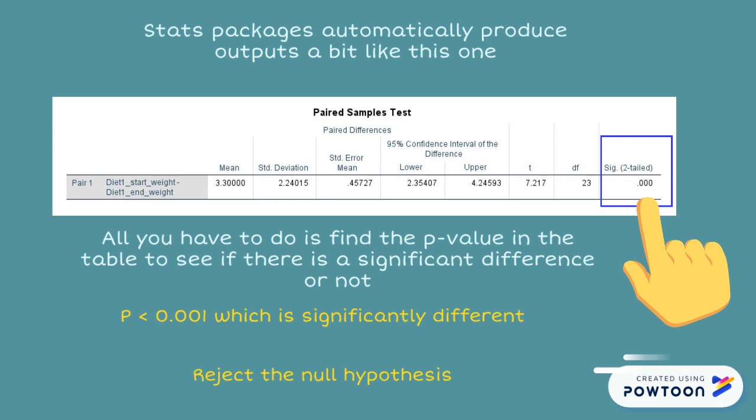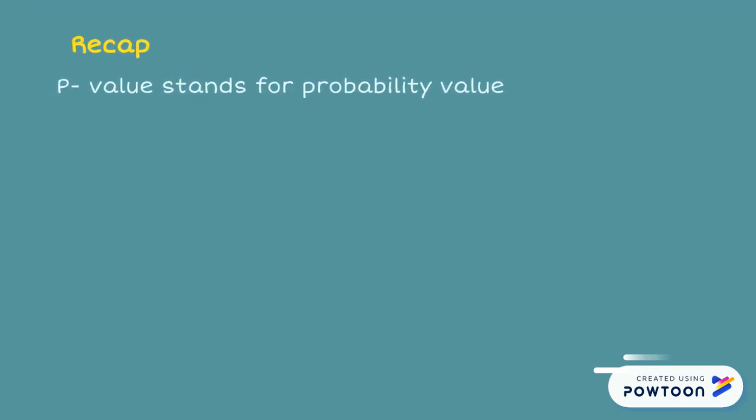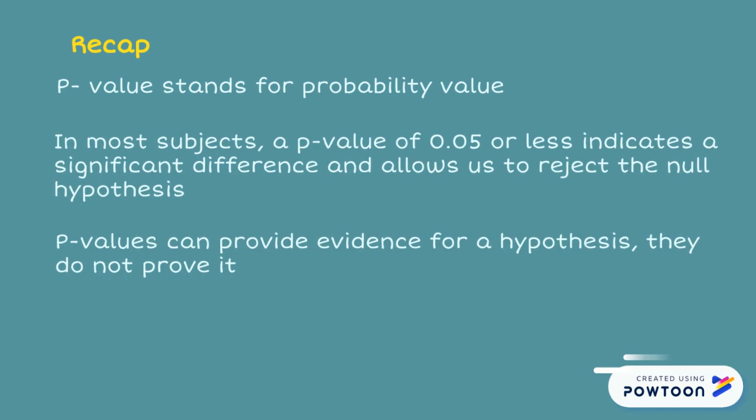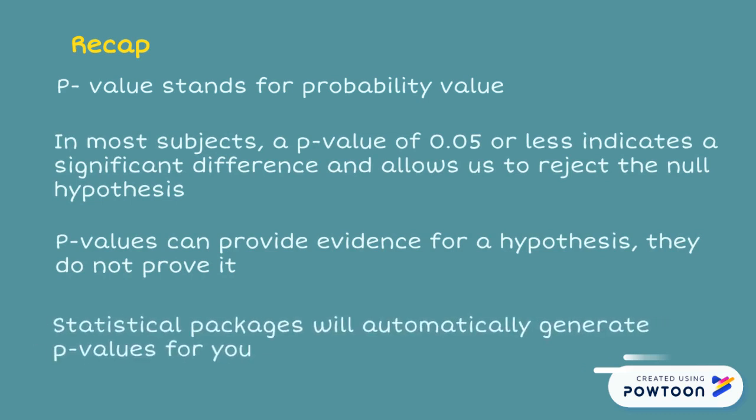null hypothesis. Let's recap. P-value stands for probability value. In most subjects, a p-value of 0.05 or less indicates a significant difference and allows us to reject the null hypothesis. P-values can provide evidence for a hypothesis, they do not prove it. Statistical packages will automatically generate p-values for you.